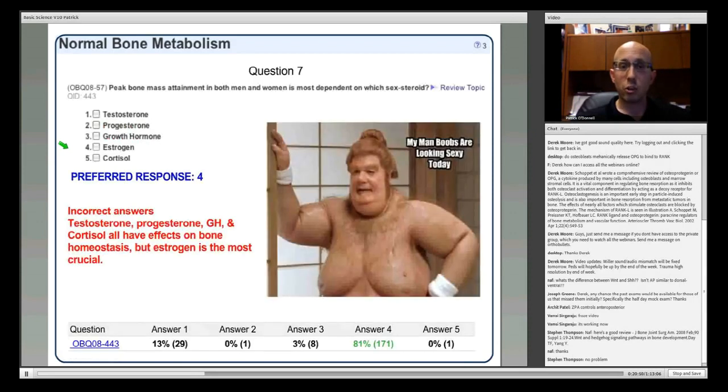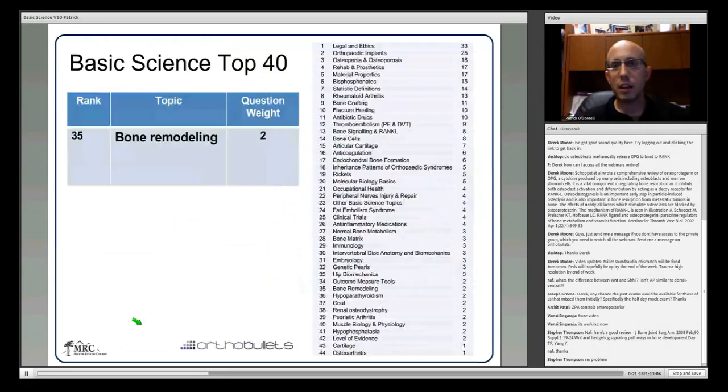You have to weigh this with your medical therapist to see if your patient should be on therapeutic estrogen. Going back to the question, peak bone mass attainment, both men and women, is most dependent on which sex steroid. Remember your fat bastard. We got to have our estrogen. Correct answer 4, estrogen. 81% of you guys got that correct. That's awesome. Testosterone? Sorry, it's not this one. It's not the most important hormone. While testosterone, progesterone, growth hormone, and cortisol all have effects on the bone, they're not as significant as estrogen.